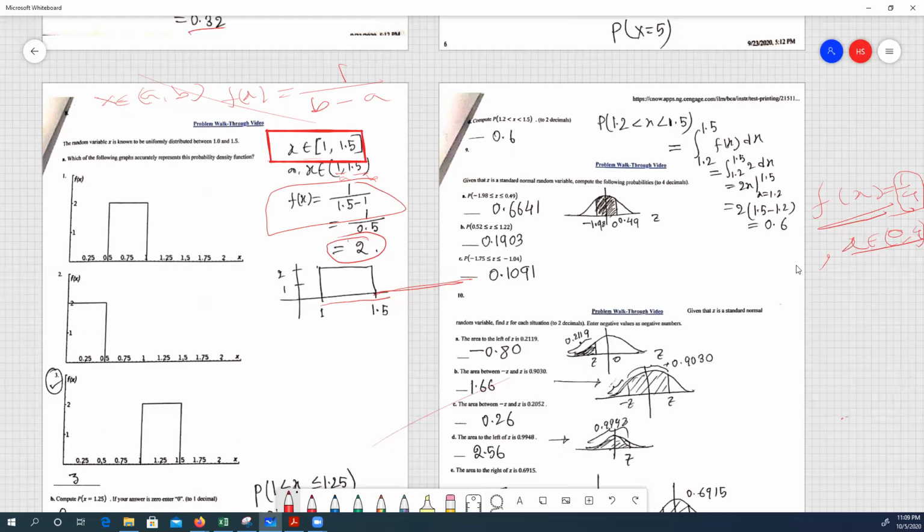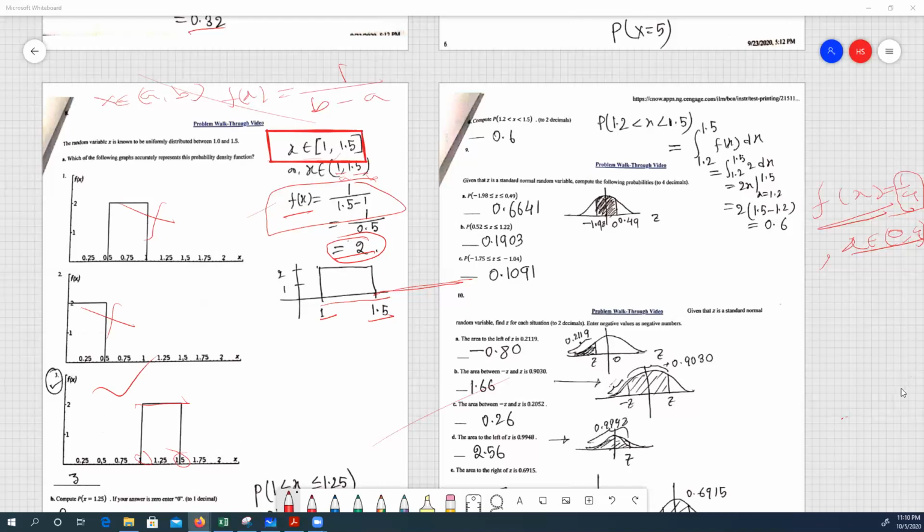Now we have to find the graph of this function. The function is f of x equals 2 from 1 to 1.5. So this one is not correct. This is 2, that's fine, but it is from 0 to 0.5, and we need 1 to 1.5. So this is not correct. This is also 2, but from 0 to 0.5, so it's not correct either. How about this one? This is from 1 to 1.5 and the density is 2. Yes, this is the correct answer.